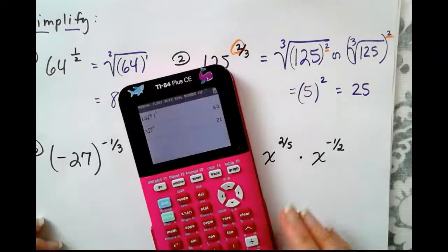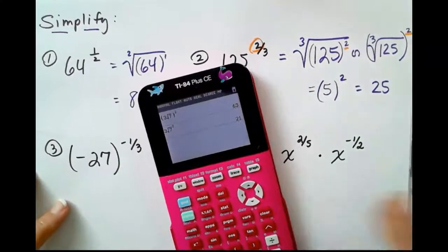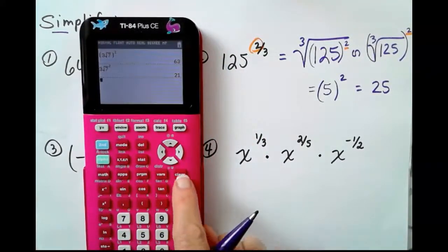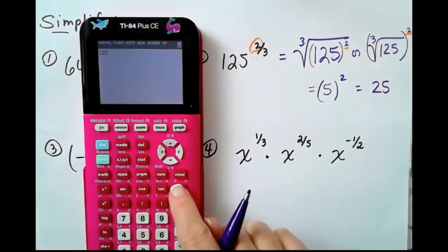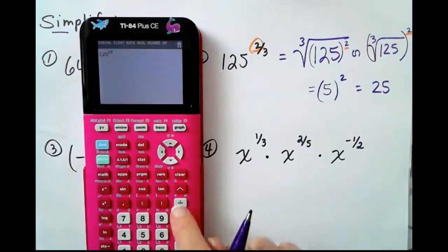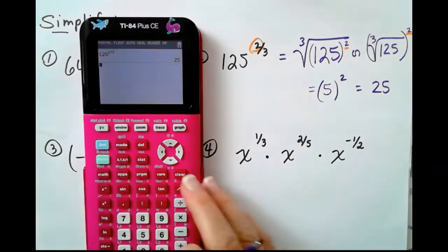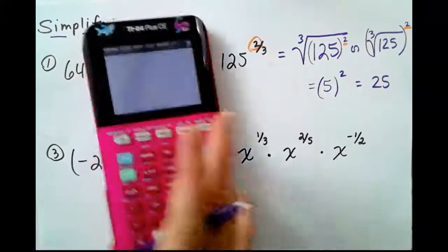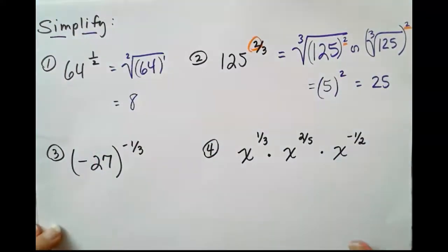How would you do this on your calculator? Well, it's going to look like this. You're going to use the exponent key here. So 125 raised to the 2/3 power, and that is going to give us 25. So that's how you can do it on your calculator, using the power key and then just entering a fraction.